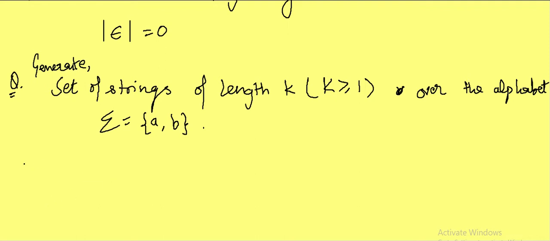So let me generate some strings. If I generate some strings of length 1, denote it as length 1, it can be either A or B, because these are the only two symbols.